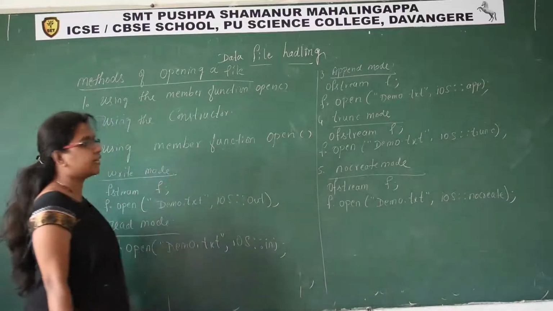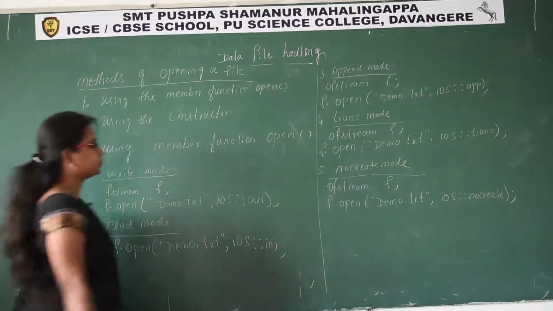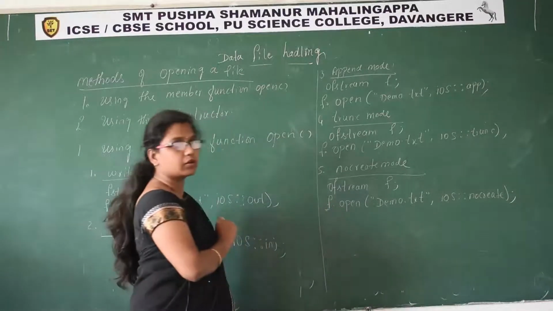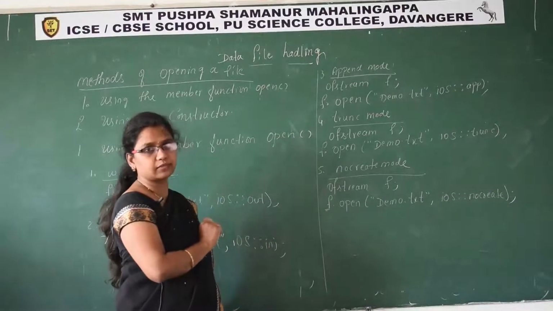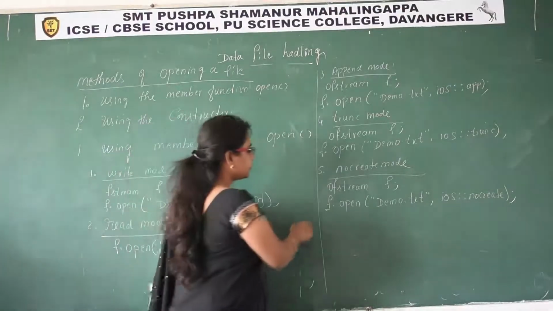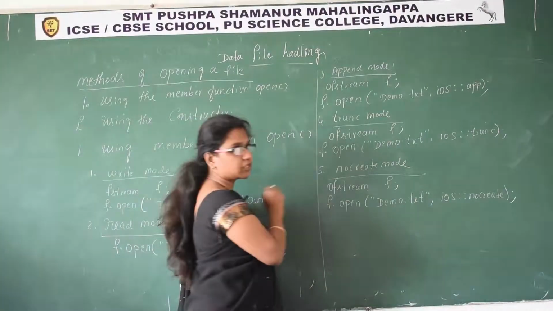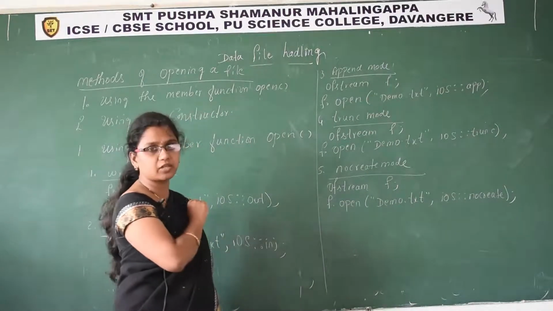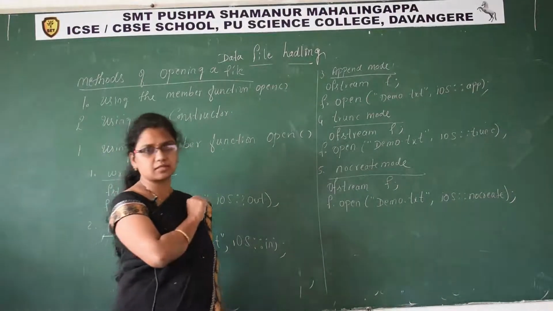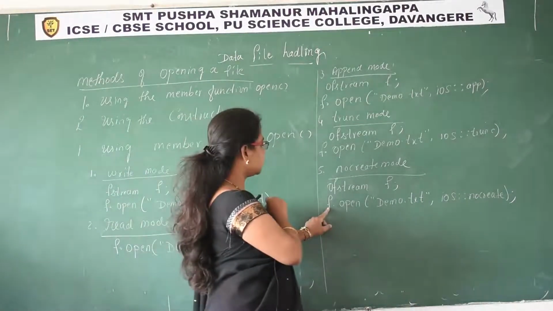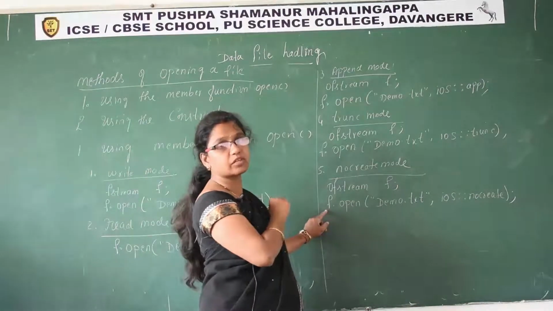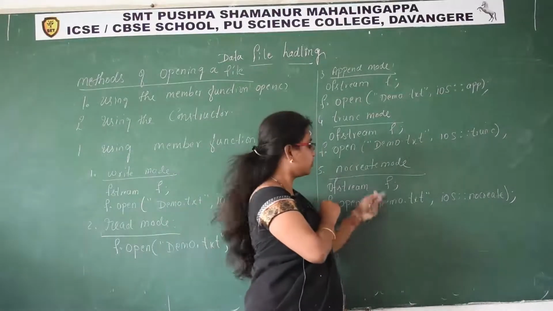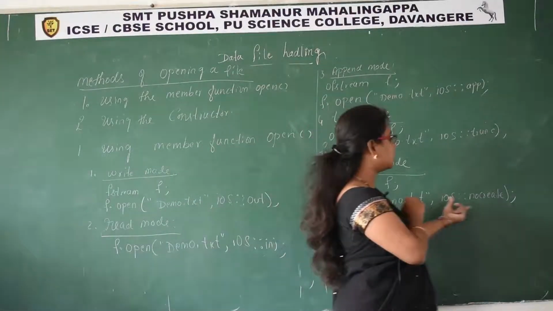What is the general syntax of open function? f, we call it as file stream object, isn't it? So f is a file stream object, file stream class object. ofstream, ifstream, fstream, these are all file stream classes. So what do we call it as? It is an object, but it is not a normal object. File stream object dot open file name comma mode.